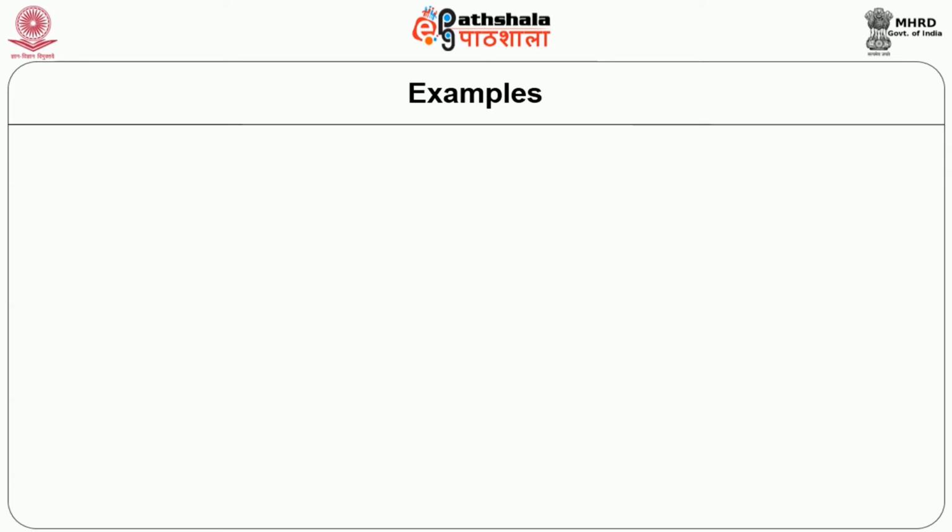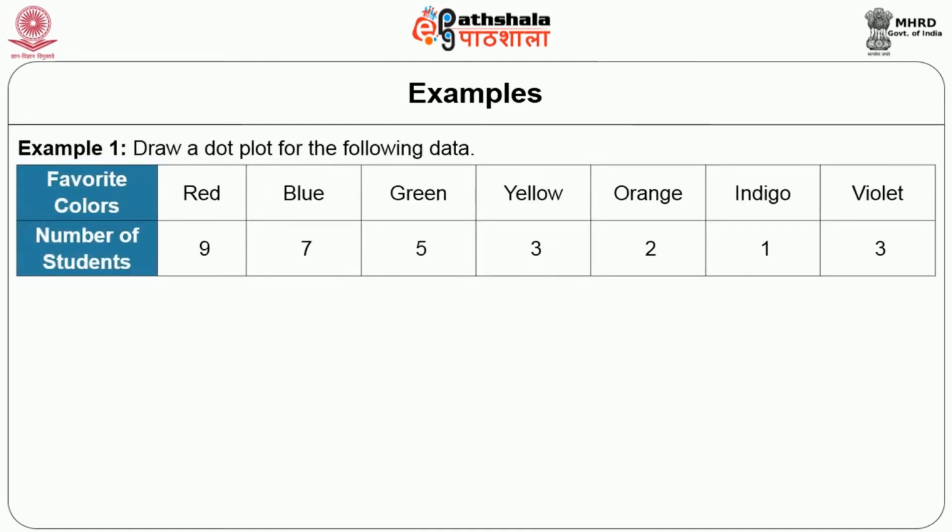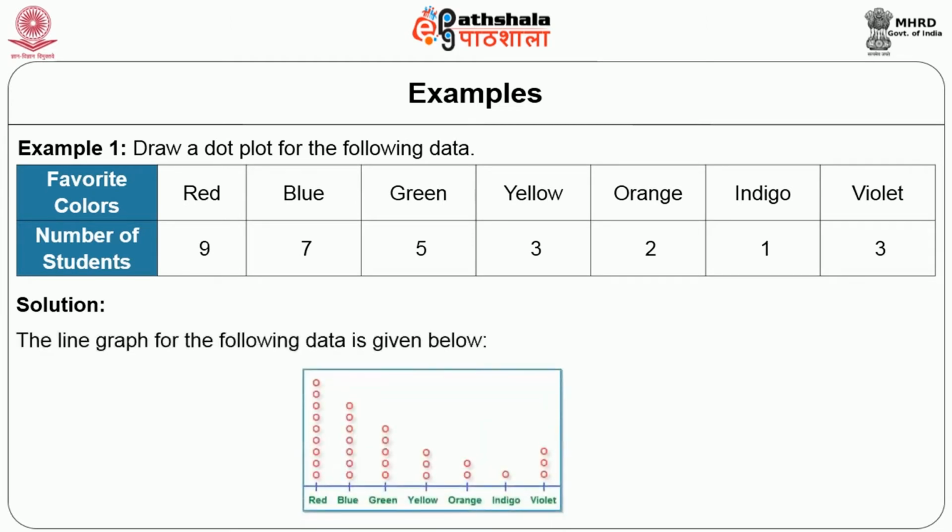Example 1. Now we can see a few examples of graphical representation of statistical data which are given below. Example 1. Draw a dot plot for the following data which has two variables, that is favorite colors and the number of students. The line graph of the following data is given below.